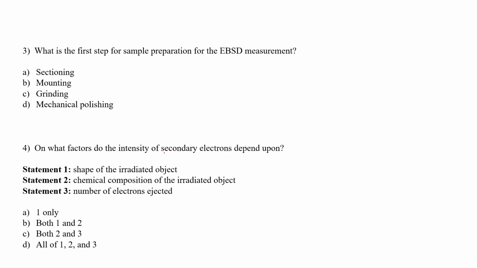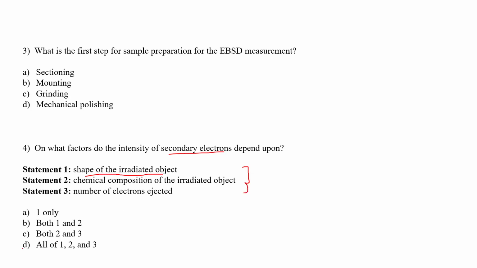The intensity of secondary electrons. The secondary electrons will depend upon the shape of the irradiated object, because this tells you about the topographic information and the chemical composition of the irradiated object. If your specimen has a higher or lower atomic number, then your intensity will depend upon the chemical composition and also the number of electrons which are ejected by the electron. So Gautam said statements 1 and 2, but statement 3 also seems to be correct.